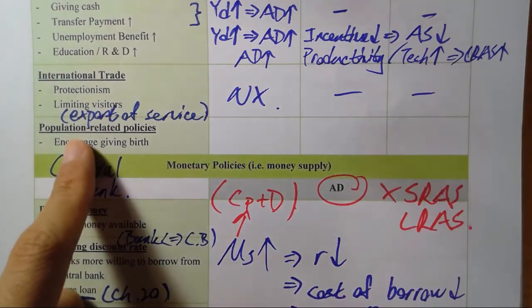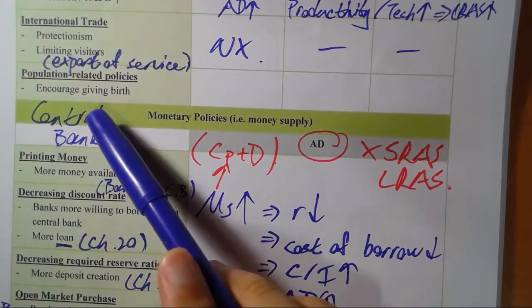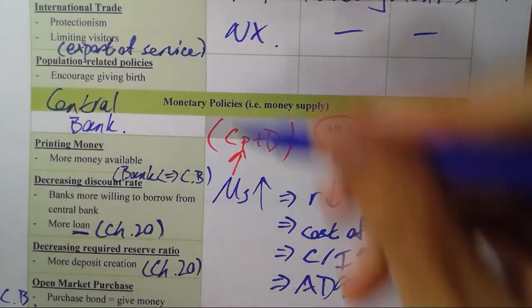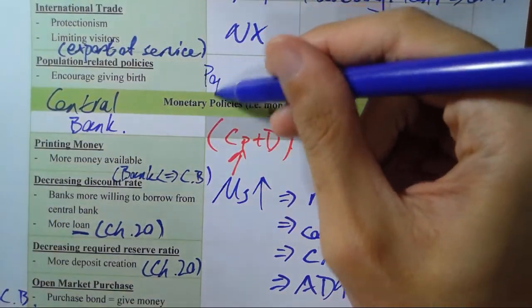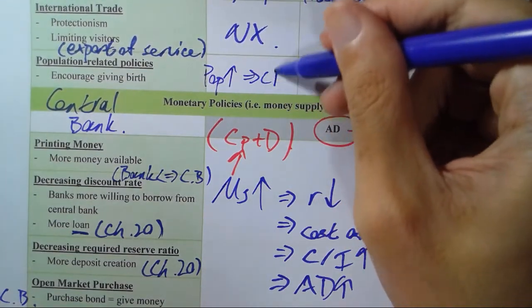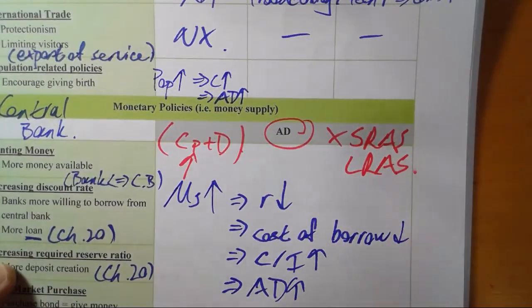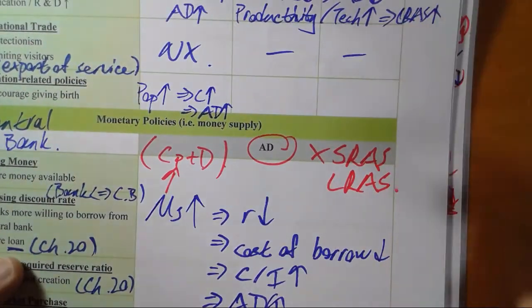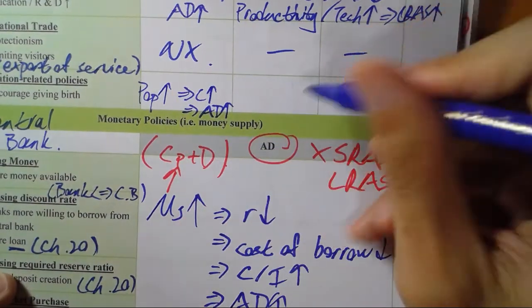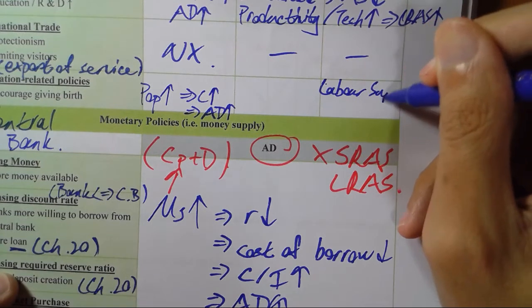Okay. Now finally, population-related policies. Now here, think about it. Encouraging giving birth. What does that mean? It means that the population would go up. When we have more population, it means our C would go up. So AD would most likely go up. Now what about LRAS? Here, when we have more people, in the long run, we have more labor supply.